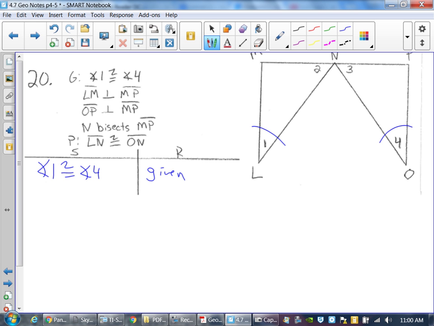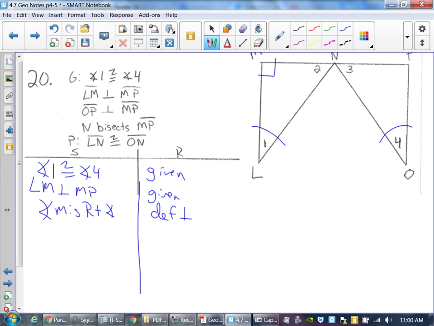And now you have perpendicular. LM is perpendicular to MP. So if I look at where LM hits MP, there's really only one right angle at M. So according to my progression sheet, I now would state the right angles that are formed. Well, in this case, there's just one of them. So I can just say angle M is a right angle. Definition of perpendicular.